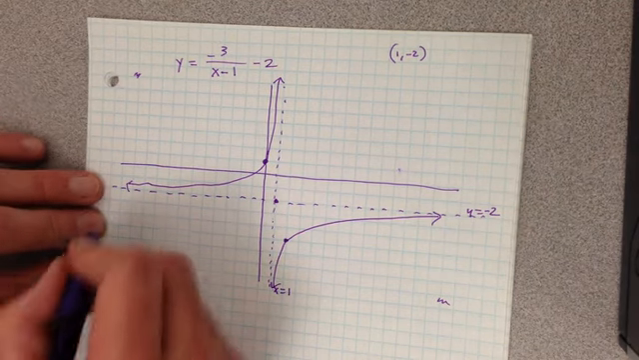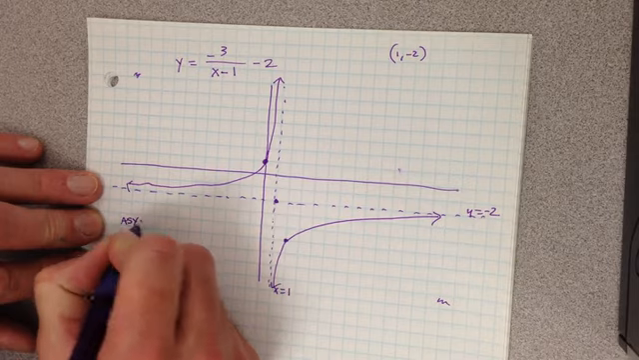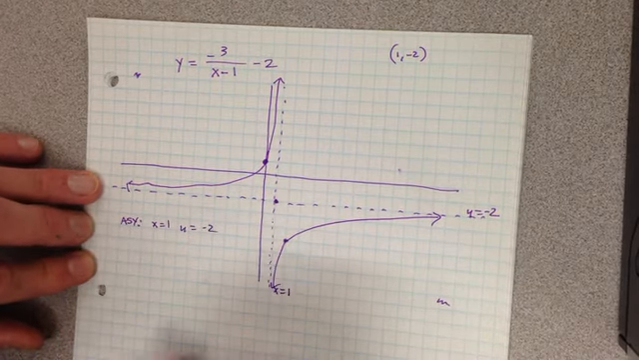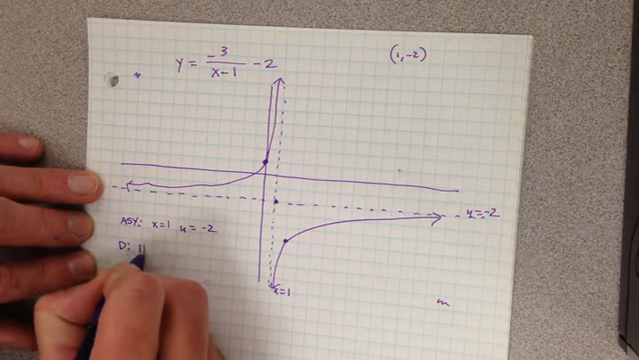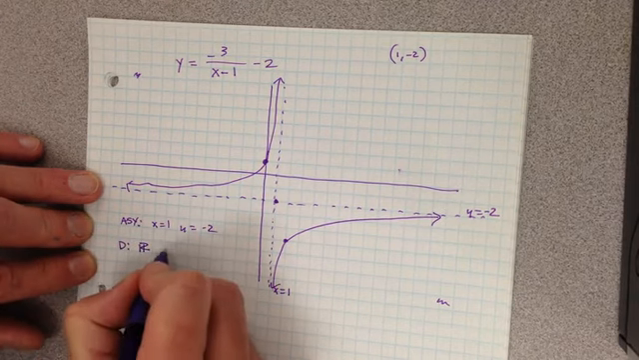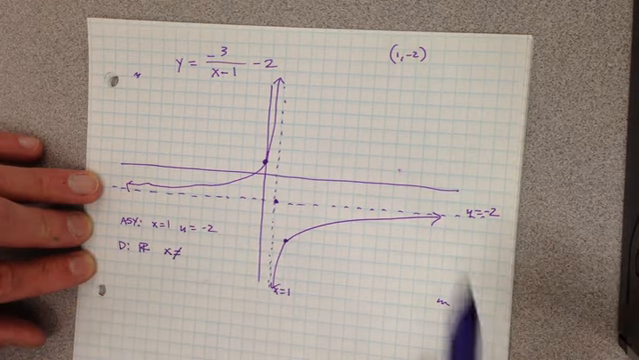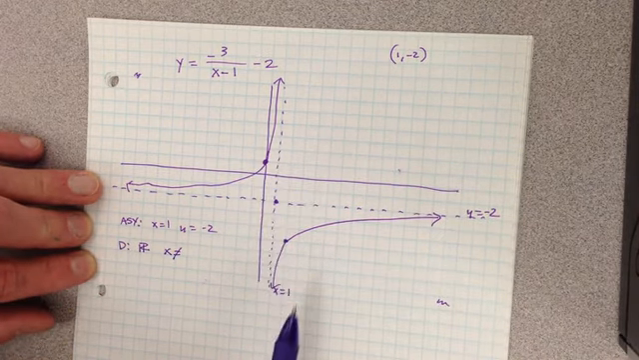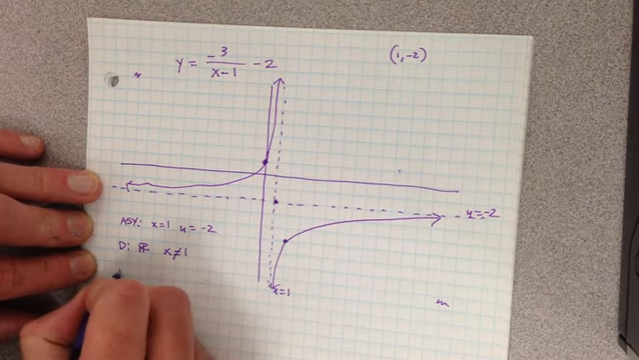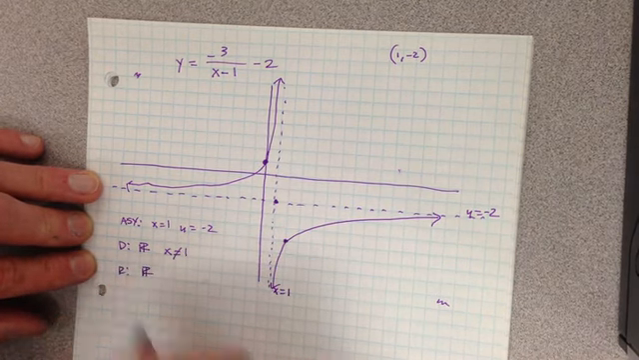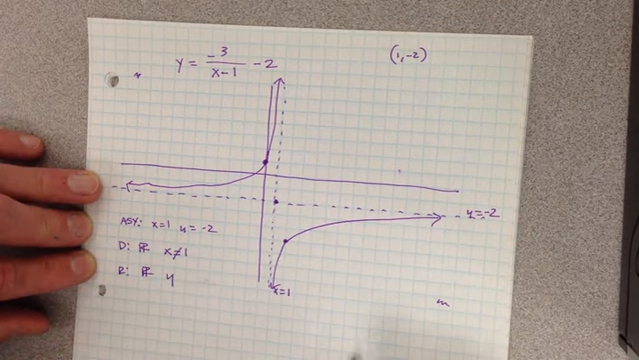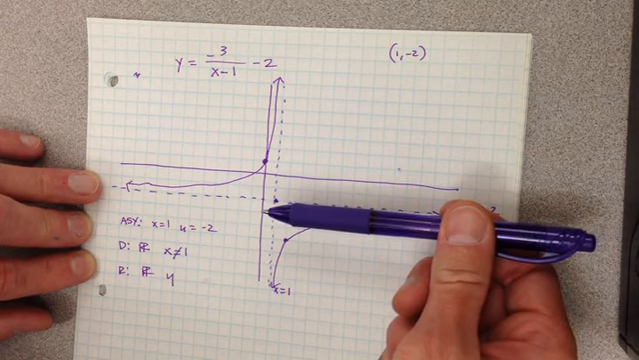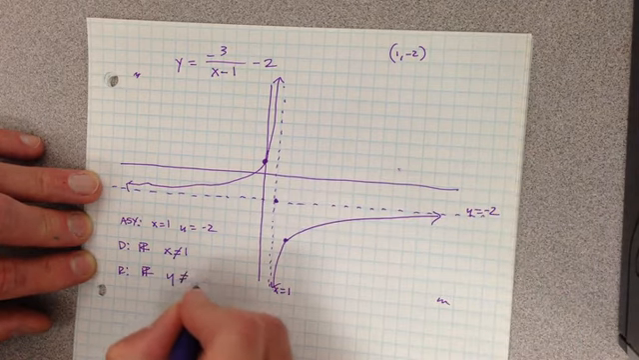Asymptotes, x equals 1, y equals negative 2. Domain, all real numbers, except x cannot be the x value of my center. x cannot be this line right here. x cannot be 1. Range is all real numbers as well, except y cannot be the y value of my center. y cannot be this line right here. y cannot be negative 2.